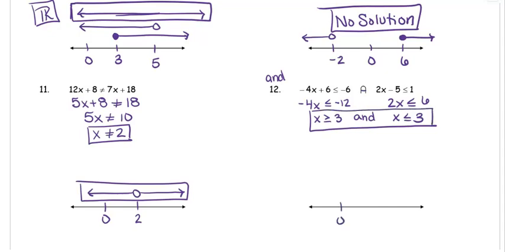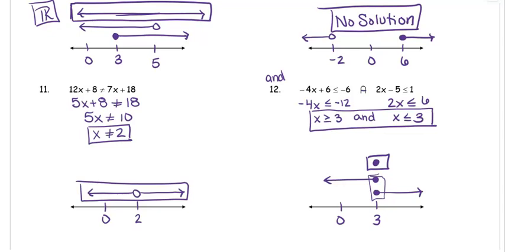So as we go ahead and plot this, we have our 0 and our 3. The first one, we have a closed circle off to the right. The second one, we have a closed circle off to the left. And means the intersection. It means the overlap. What do they have in common? Well, they only have a 3 in common. And that's what our final graph is going to look like.